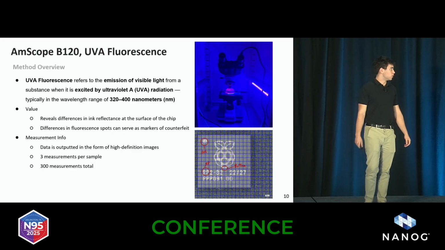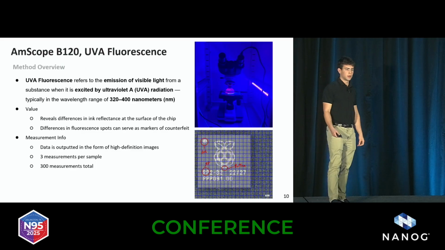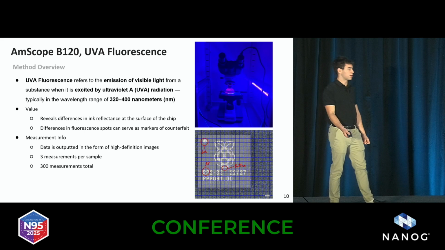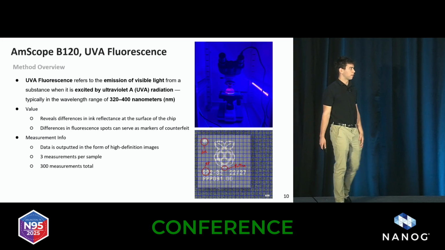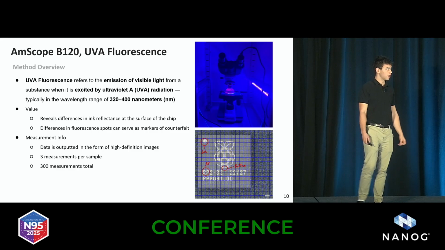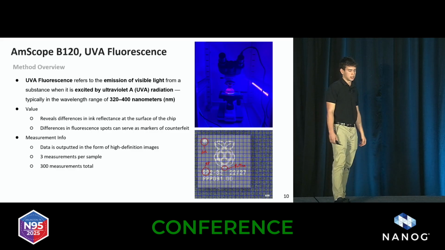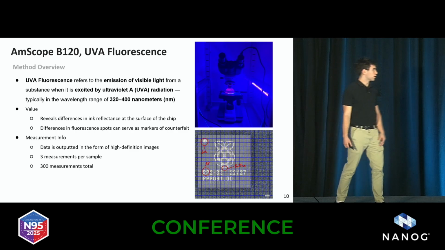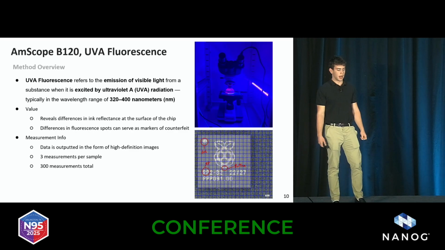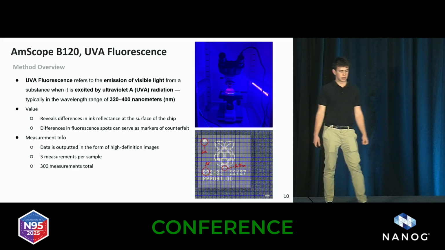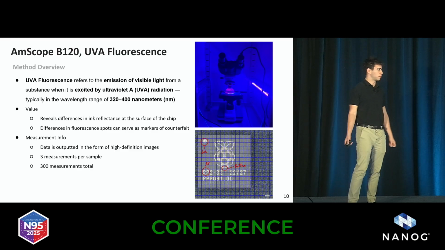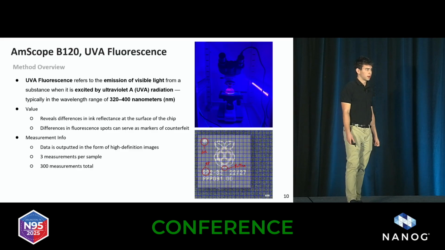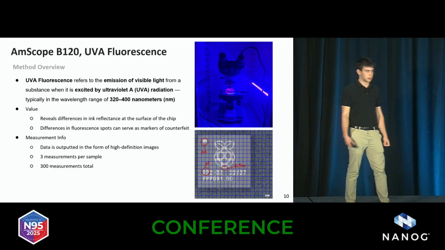And then moving on to UVA fluorescence. So we were trying to evaluate the viability of this method. Very similarly to white light microscopy, it's relatively simple, but theoretically, we saw the results from white light, it could have very pronounced differences. So hopefully we were looking for differences in ink reflectance, and differences in the fluorescent spots can serve as those counterfeit markers. And as the measurement info, we had an output of high definition images, similar to the previous instrument, with 3 measurements per sample for a total of 300 measurements.